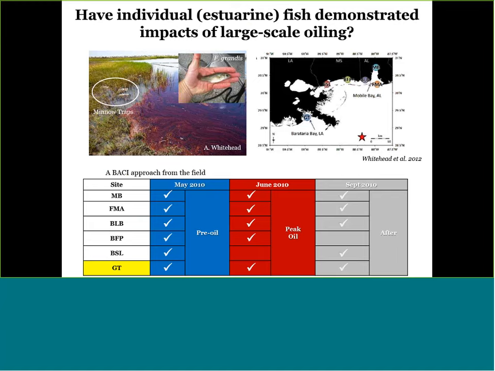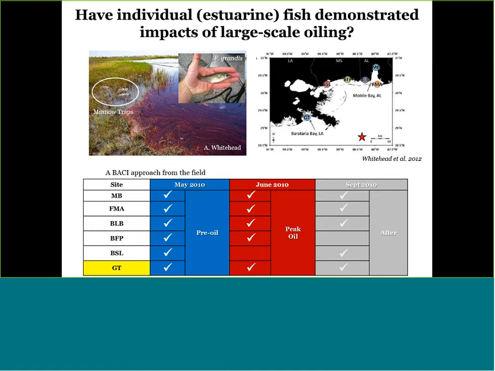So these are data that are not ours. These are colleagues'. This is a group that looked at the effects of the oil on marsh fishes, and in particular, a fish called Fundulus grandis. This is the Gulf killifish. If you live on the East Coast and you've heard of mummichog, very similar beast.